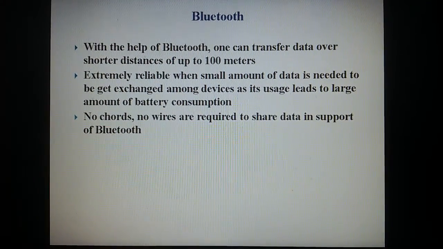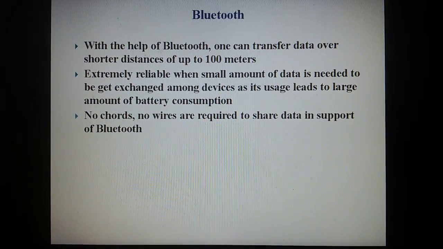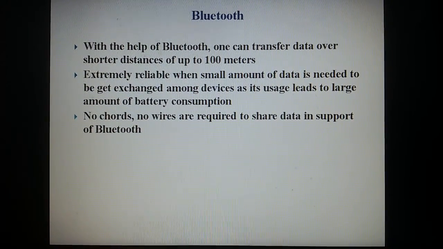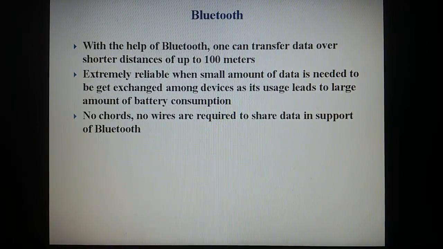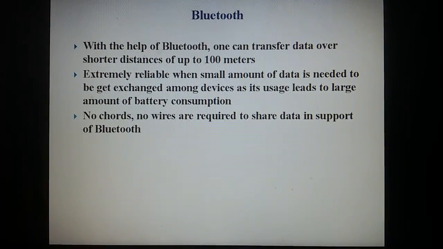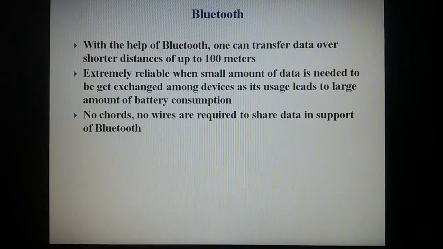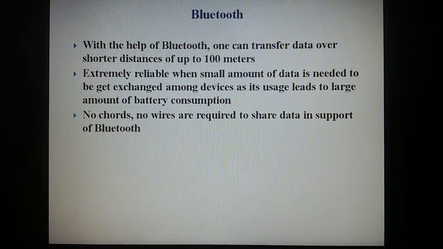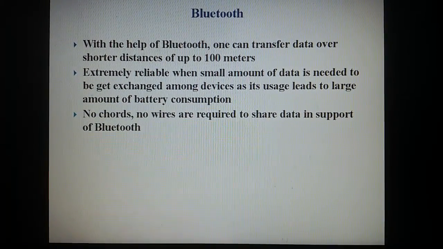Bluetooth. With the help of Bluetooth, one can transfer data over shorter distances of up to 100 meters. It is extremely reliable when a small amount of data needs to be exchanged among devices, as its usage leads to a large amount of battery consumption. No cords, no wires are required to share data with Bluetooth.